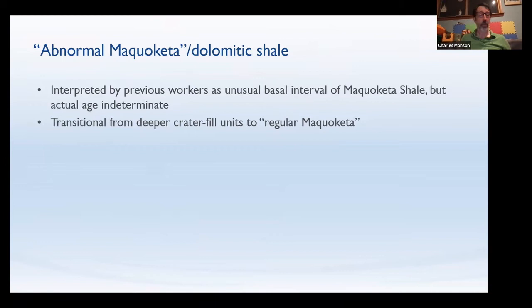So going now from shallowest to deepest, starting right underneath the Maquoketa Shale, there was that interval that was called the abnormal Maquoketa, which was actually a dolomitic shale. This was interpreted by previous workers as an unusual basal interval of the Maquoketa Shale. Actual age, I would say, is indeterminate. We never perfectly settled on exactly which formation these would correspond to. We interpreted this as kind of transitional from the deeper crater fill units going back up to the regular Maquoketa when things really got back to normal conditions.